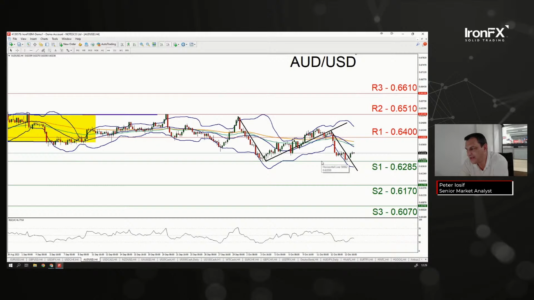Note that any downward movement has been interrupted. On the other hand, though, the pair seems to fail to actually gain traction and move upwards. It has even stopped aiming at the R1 0.64. On the contrary, it's looking at sideways motion.